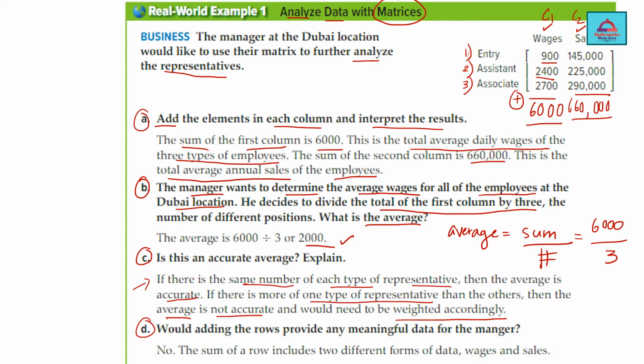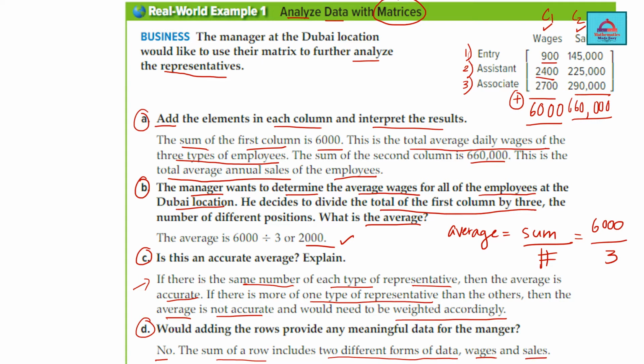Last one, would you add the rows to provide any meaningful data for the manager? So if you look at the first row, what does it represent? It represents the wages, 900, of the entry representative, and the sales made by him. So if you add that, it doesn't give you any beneficial information, no meaningful data. So no would be the answer, because the sum of the row indicates two different forms of data, number one wages and number one sales.